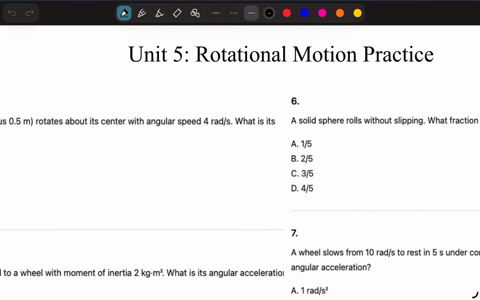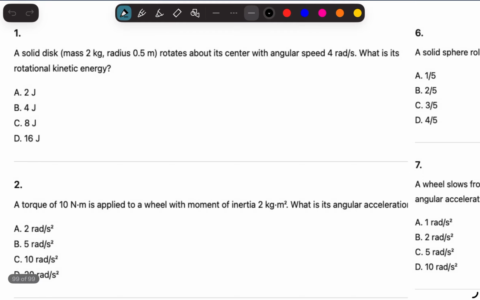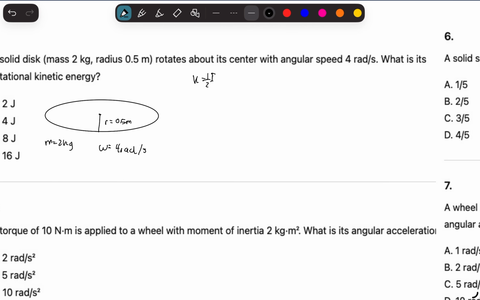In this video, we're going to be doing a Unit 5 rotational motion practice. A solid disc, mass 2 kilograms, radius 0.5 meters, rotates about its center with an angular speed of 4 rad per second. What is its rotational kinetic energy? And the radius is equal to 0.5 meters. So K is equal to 1/2 of inertia times omega squared.